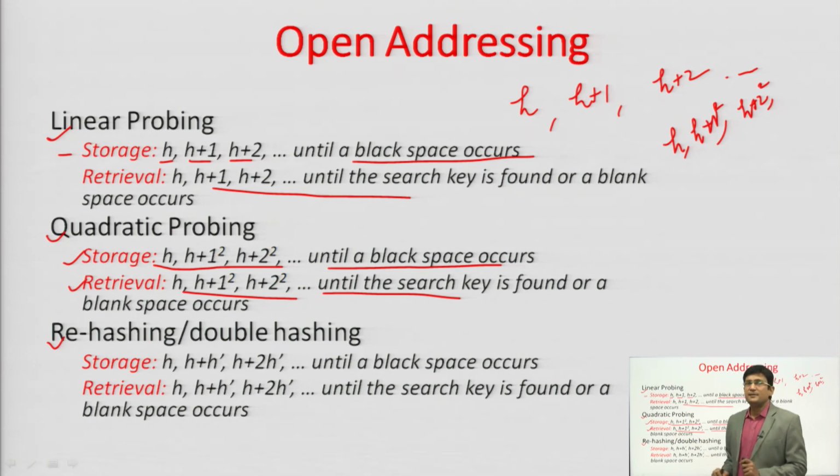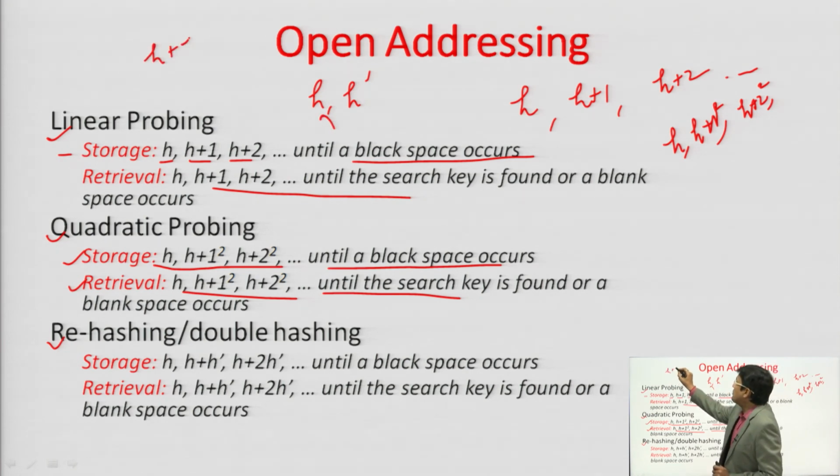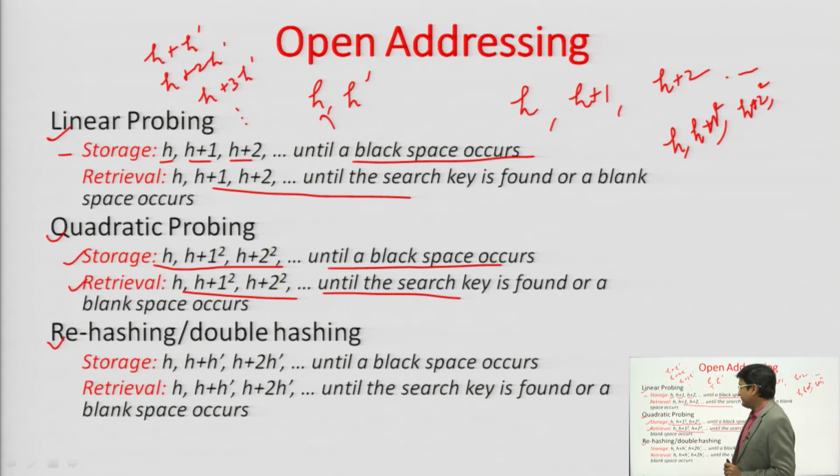डबल हैशिंग मेथड सेज कि अगर आपने h कैलकुलेट कर लिया है तो आप एक h डैश भी किसी मेथड से कैलकुलेट कर लीजिए. अगर h लोकेशन बिजी है तो आप h प्लस h डैश लोकेशन को चेक कीजिए कि क्या वो फ्री है. अगर ये फ्री नहीं है तो आप h प्लस 2h डैश लोकेशन को देख लीजिए कि क्या वो फ्री है. अगर ये भी लोकेशन फ्री नहीं है तो आप h प्लस 3h डैश लोकेशन को देख लीजिए, एंड सो ऑन सो फोर्थ. तो यही प्रोसेस रिट्रीवल का भी होगा, यही प्रोसेस स्टोरेज का भी होगा.